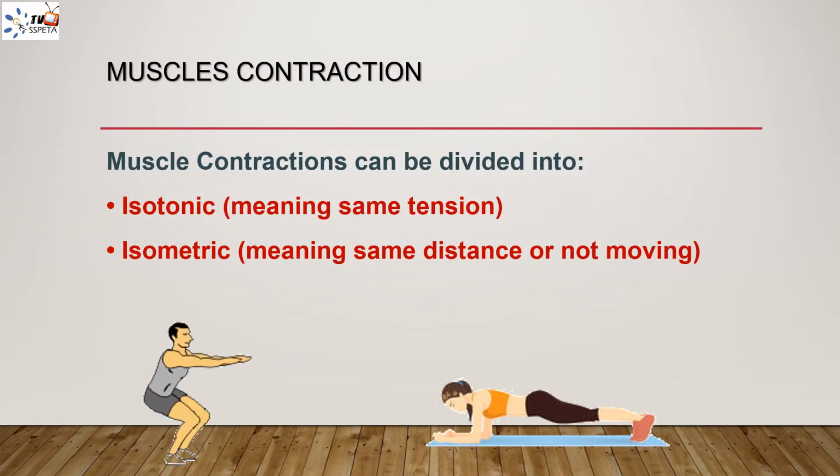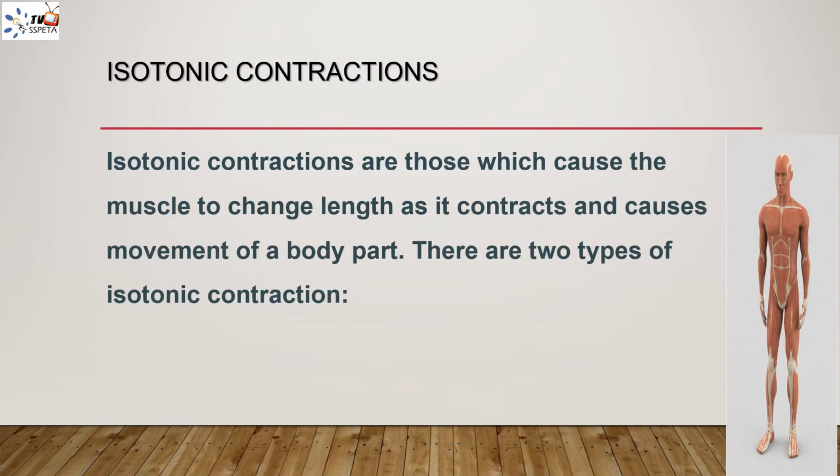Muscle contraction can be divided into, firstly, isotonic, which means having the same tension, and secondly, isometric, meaning same distance or not moving. Isotonic contractions are those which cause the muscle to change length as it contracts and cause movement of a body part. There are two types of isotonic contraction.